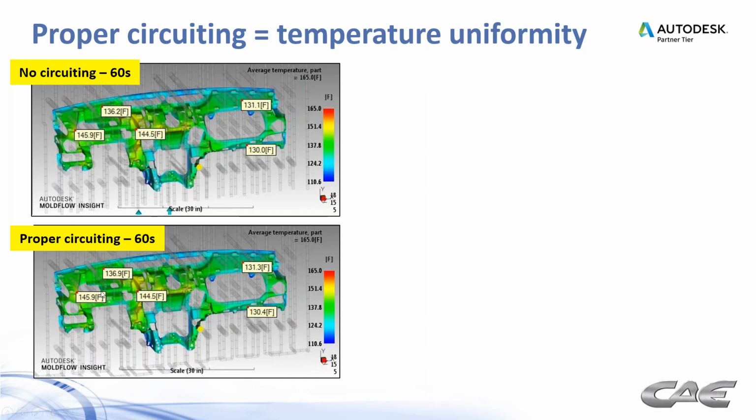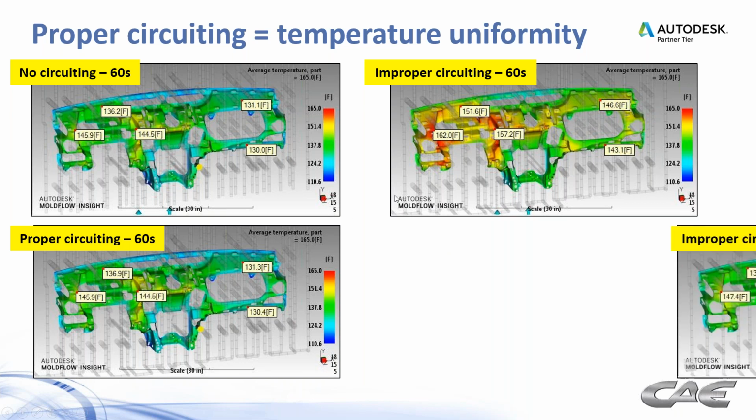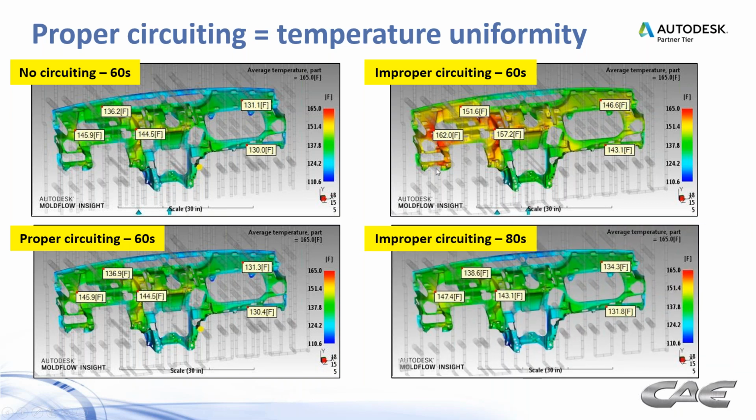When we go to proper circuiting, you see we've got pretty much the same temperature uniformity as we did when we had no circuiting. But remember, now we're more efficient. We can do it with the GPM that we have available. Here's what happens when you do improper circuiting. We get that temperature rise in those cooling channels, and now it's starting to affect the part. You see a lot of these areas of the part much hotter than they were in these other cases where we had proper circuiting.